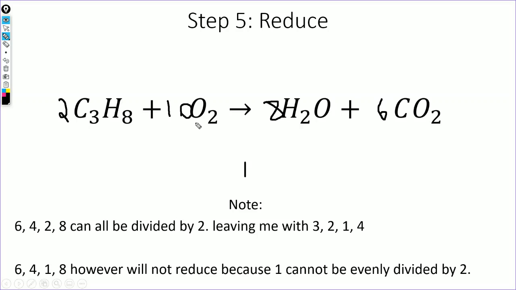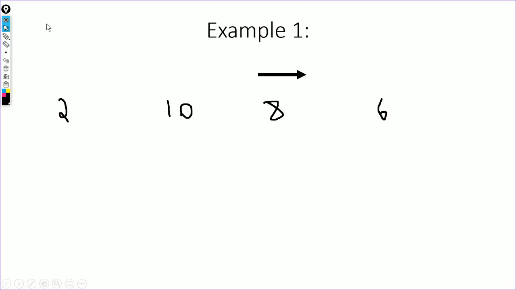But let's say this did balance. Well, are all these numbers able to be reduced? Yes, I can divide all of them by 2. If you divided each of those numbers by 2, you would end up with 1, 5, 4, 3. So it doesn't matter that I overbalanced it because I was able to reduce it back down to the right answer. And that's really what this note says down here. You don't really have to read it. But I will do another practice problem with you guys.